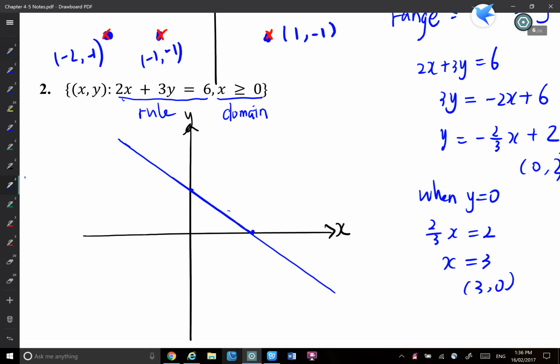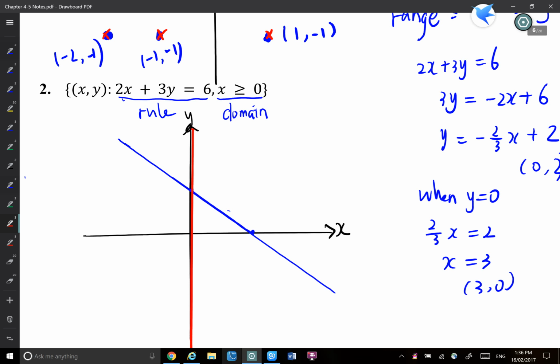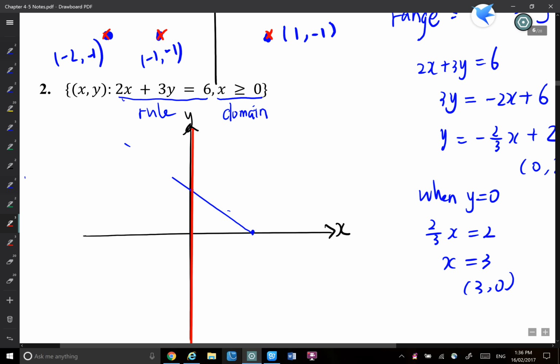But because I don't have the negative side, my x cannot be negative. So I draw a vertical line at 0. I can only take the graph on the right hand side because x must be greater than 0. So I draw x equals 0. All the graph on the right hand side will be the possible graph. So therefore, I'm not going to have this graph. I will have only this part of the graph.